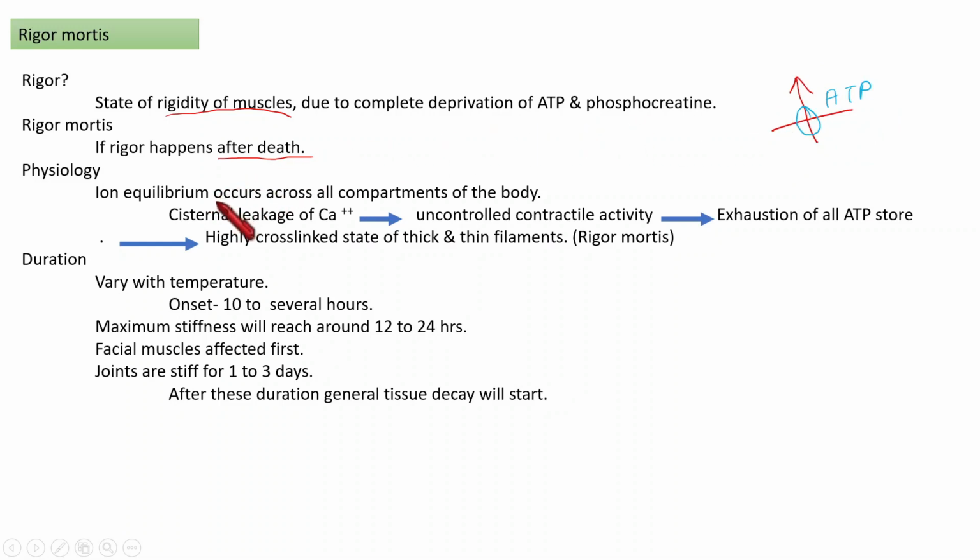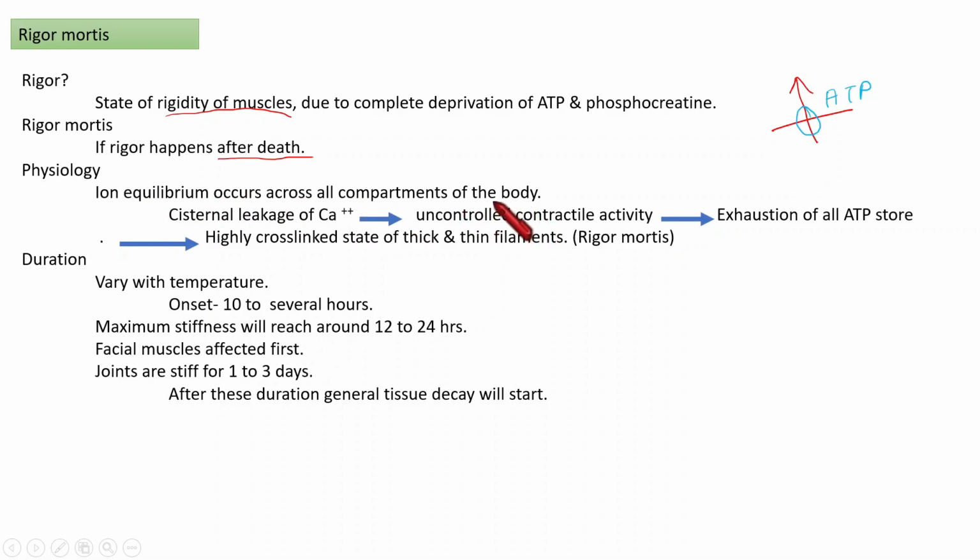After death, in place of this ionic gradient, ionic equilibrium happens across all the compartments. Why? Because there is no ATP to build up that gradient. As there is no ATP, it is not possible to create the gradient. That is why ionic equilibrium happens across all compartments.